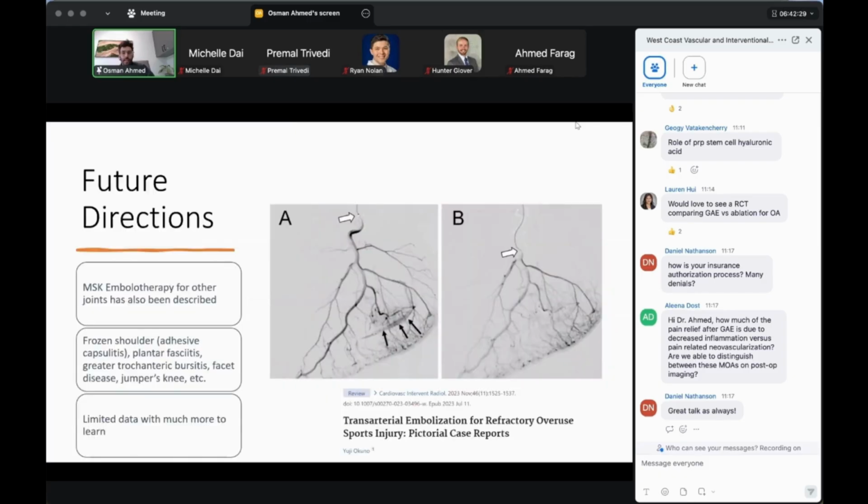And then I think Dr. Farag probably touched on a lot of this. I often say that GAE is Pandora's box, because once we validate it, this concept of embolizing for inflammation or chronic repetitive use injuries will be open, and we can embolize everything else. Whether that's frozen shoulder, plantar fasciitis, greater trochanteric bursitis, or facet disease, all these things have been reported so far, but they're much more in their infancy in terms of literature.